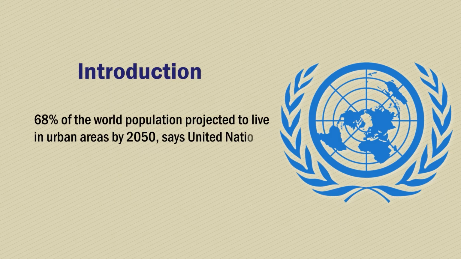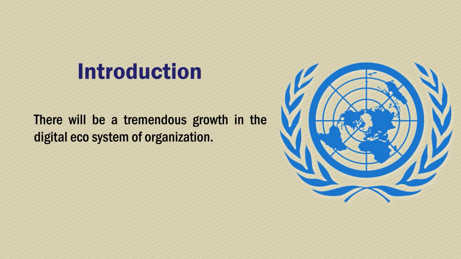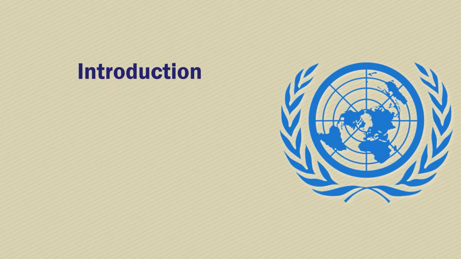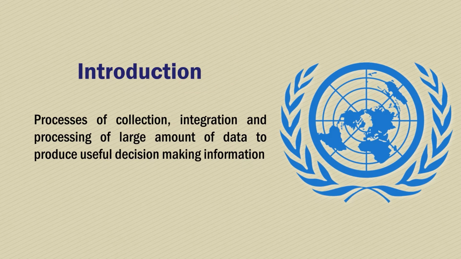So let's start with what exactly people talk about when they say smart cities. According to the United Nations, by 2050, 68% of the world population is going to live in urban areas. It means there will be a tremendous growth in the digital ecosystem of the organization. The discipline of data science focuses on the processes of collection, integration, and processing of large amounts of data to produce useful information for informed decision-making.